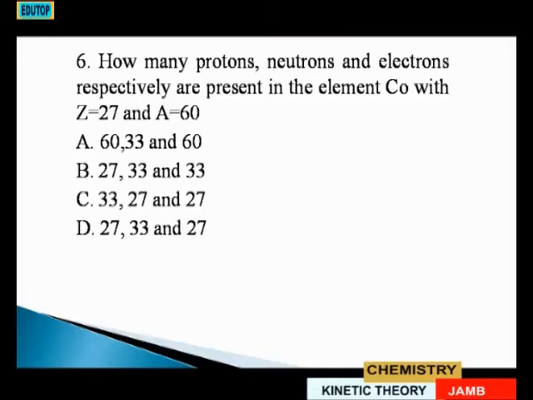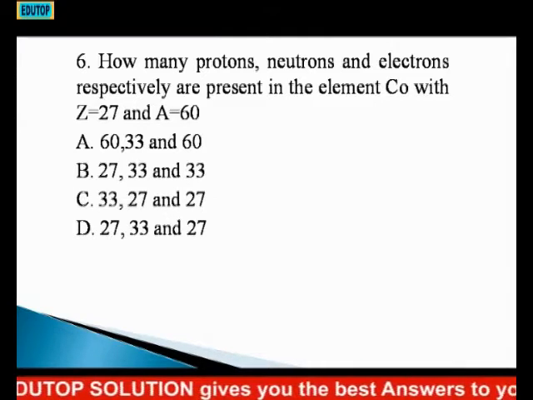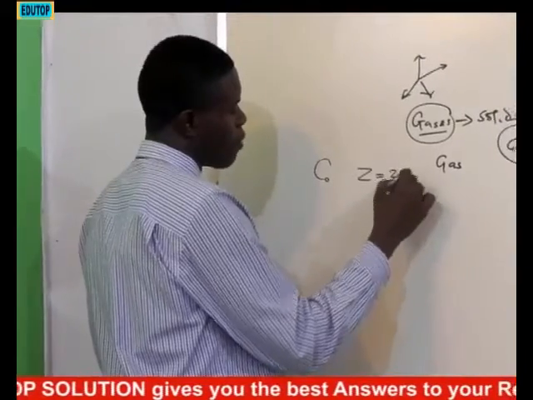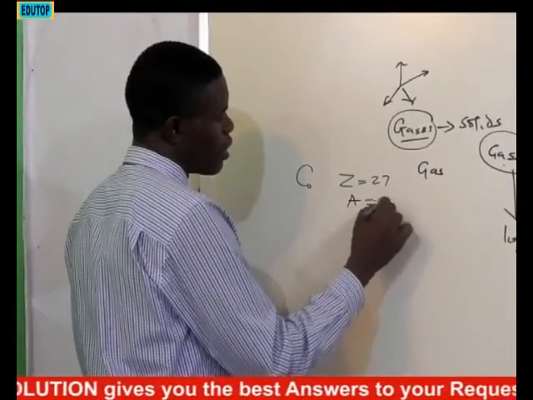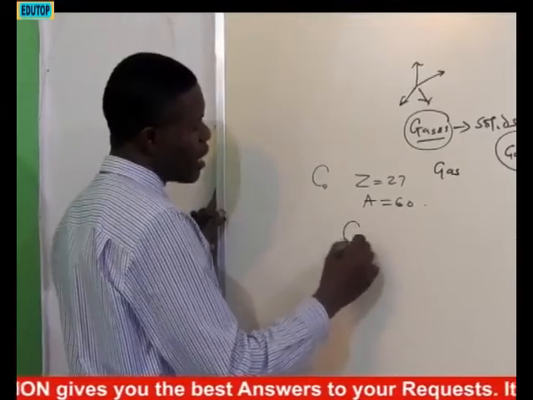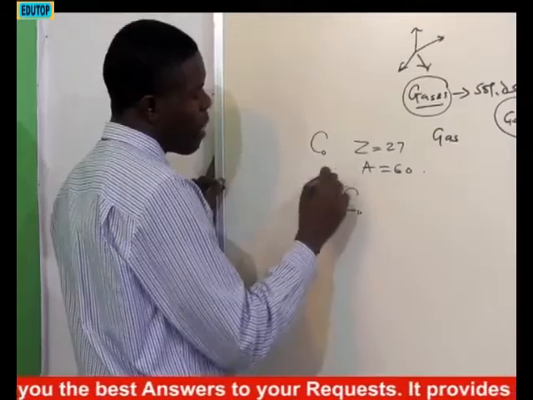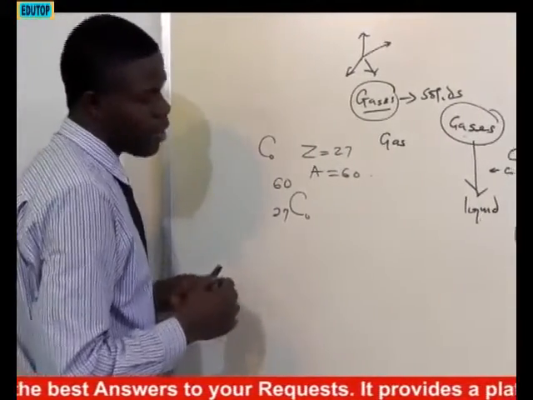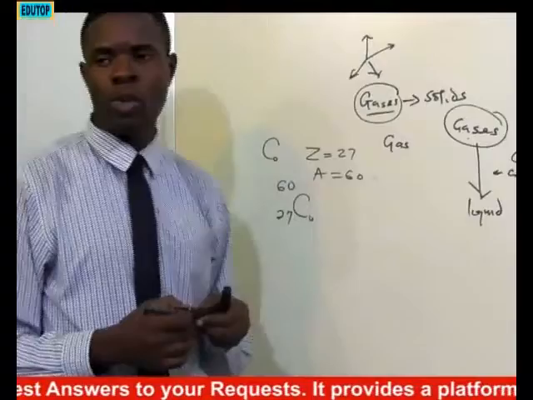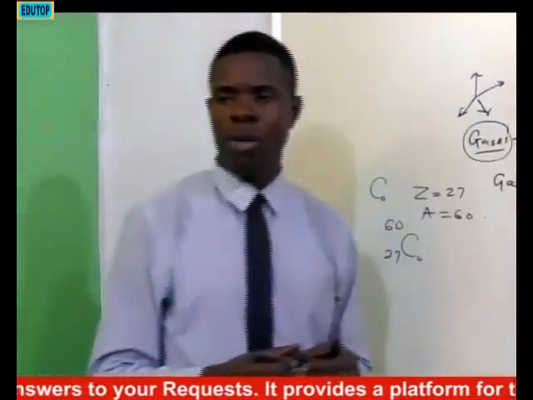Then question 6: how many protons, neutrons, and electrons respectively are present in the element cobalt with atomic number 27, mass number 60? So here it is written this way, cobalt. Then they give us the atomic number to be 27, and the mass number to be 60. Take note, it can be written like this sometimes. Atomic number is always written at the base, while the mass number is written at the apex.